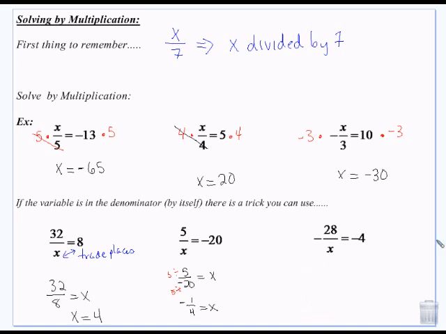And then here I get x and 4 changing places. So I have -28 over -4 equals x. So x is equal to +7. Okay.